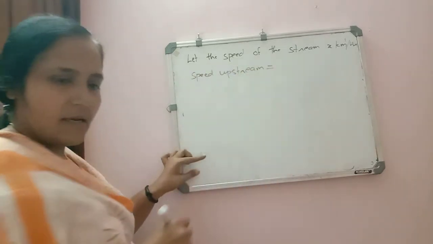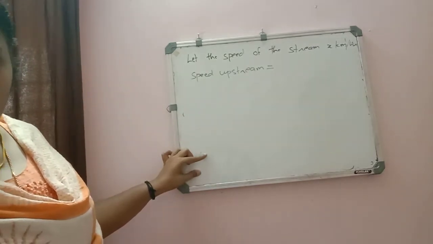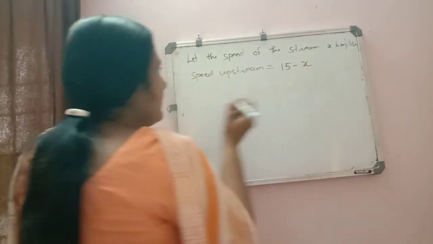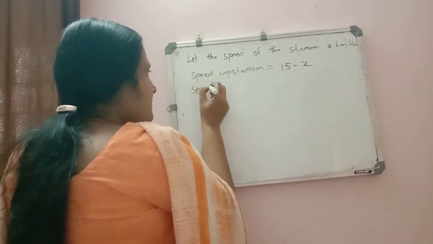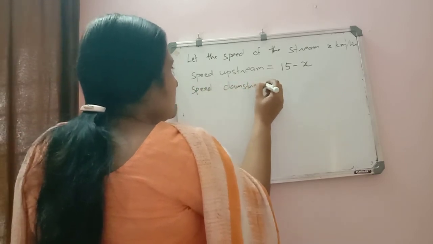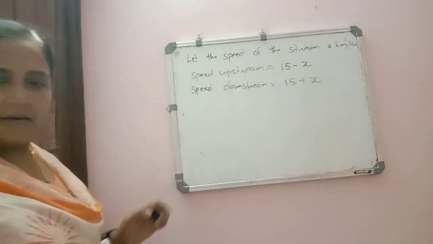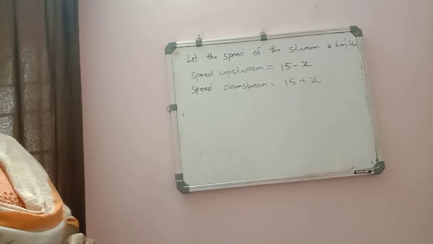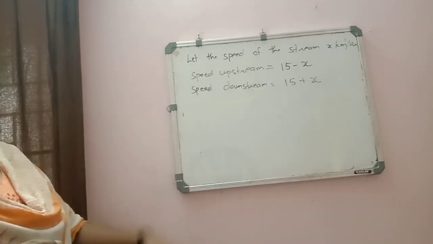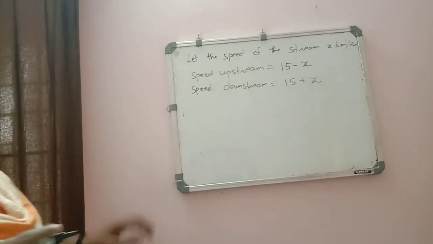Again, we will write down the speed upstream and downstream. Speed upstream is equal to the speed of the boat, always write that first. The speed of the boat is given as 15. So speed upstream will be 15 minus x, and speed downstream will be 15 plus x. Now we will check how much distance they are traveling. It can go 30 km upstream and return downstream to the original point, so the distance covered is the same while moving upstream and downstream.